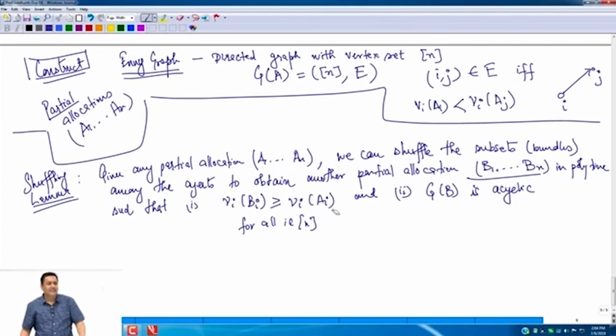Right. So note that I am not changing the ingredients of A_i. What I am going to do by shuffle, I mean literally a reassignment of these subsets A_1 through A_n among the agents, such that with the new reassignment, I have this property. So again, in the new partial allocation, the B_i's, agent i gets B_i.